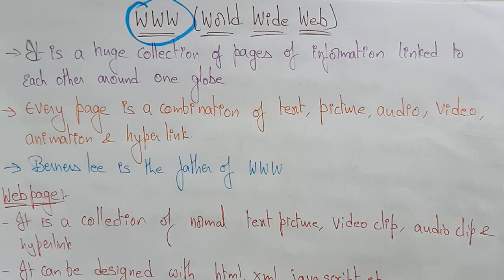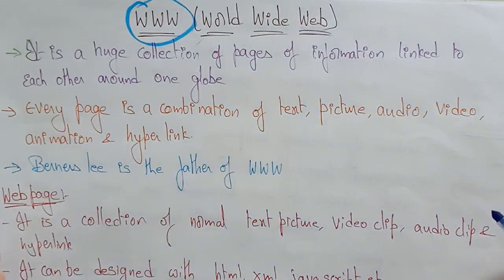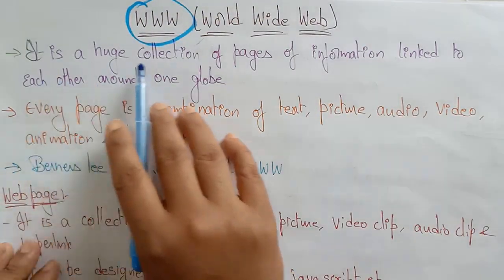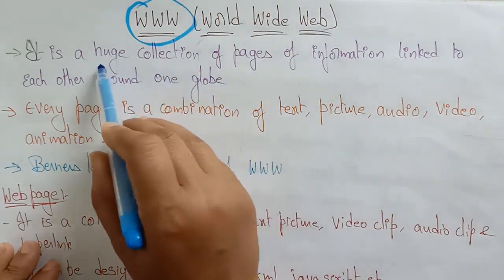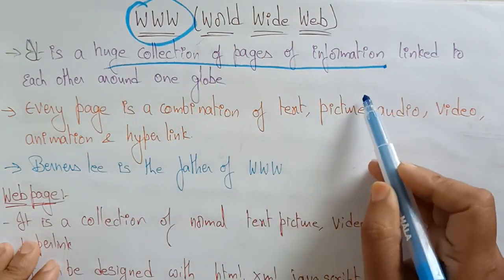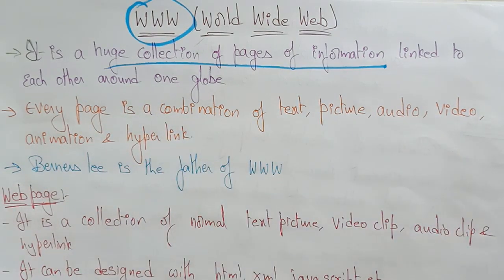So in this video I want to give a clear description about this World Wide Web: what are the web pages and what are the web applications that are accessed by using this www. It is a huge collection of pages of information linked to each other around the globe. One page is connected to another page, connected to another page over the globe.